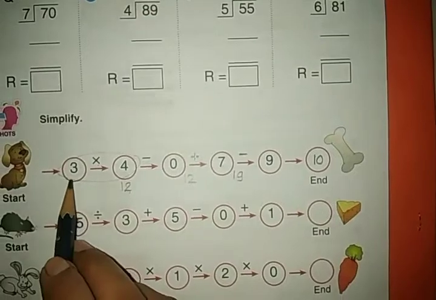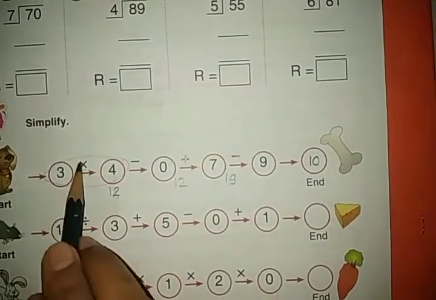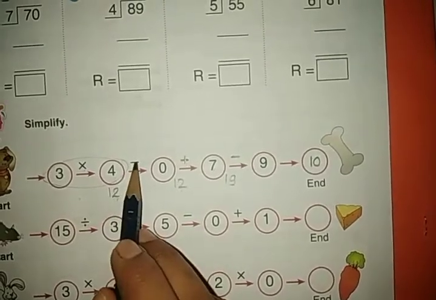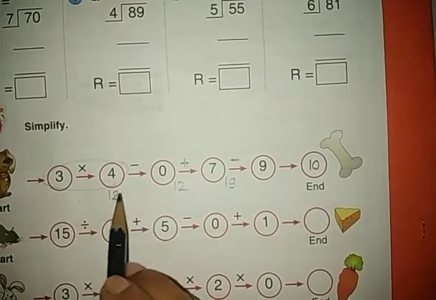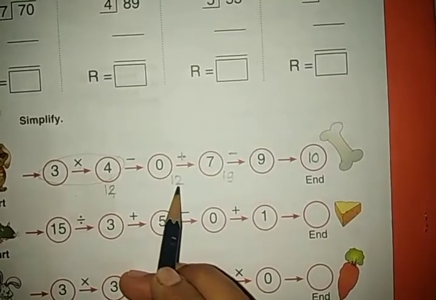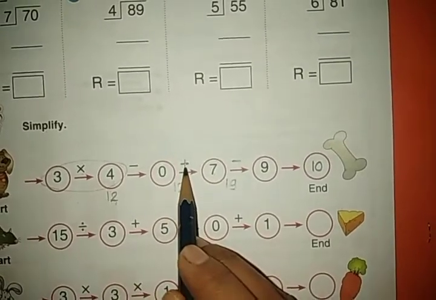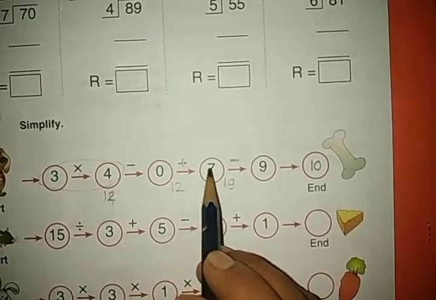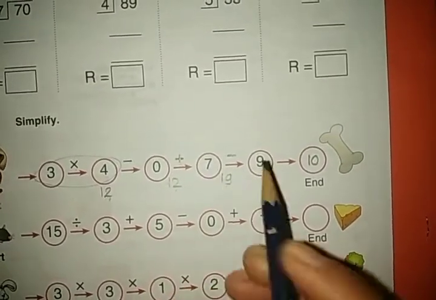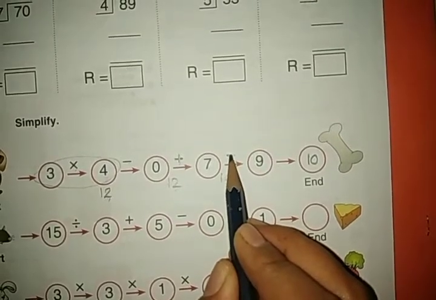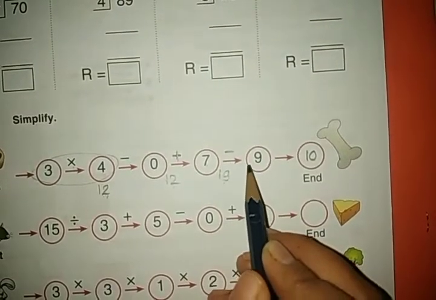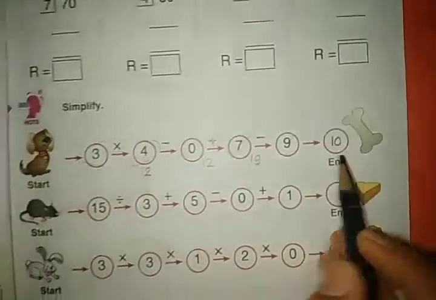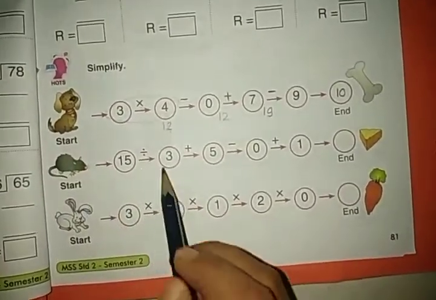We have started with the 3, then multiplied 3 with 4, then we got the answer 12. Then subtraction sign is there. We have subtracted 0 from 12. The answer we got as 12. Then addition sign they have given, so we have added 12 plus 7. Yes, 12 plus 7 will be 19. Then subtraction sign they have given, subtracted 9 from 19 here, and we got the answer 10. Simplify the remaining two numbers here.